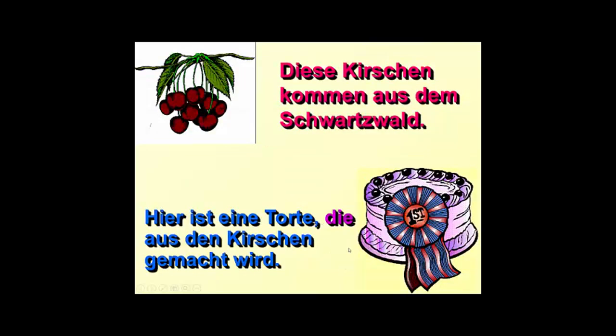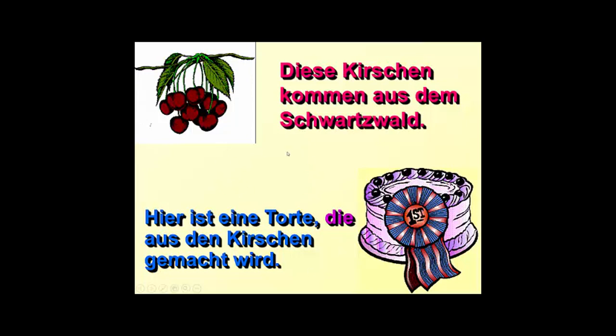Okay, another set of examples. "Diese Kirschen kommen aus dem Schwarzwald. Hier ist eine Torte, die aus den Kirschen gemacht wird." So these cherries come from the Black Forest. Here's a layered cake, which is made from these cherries.